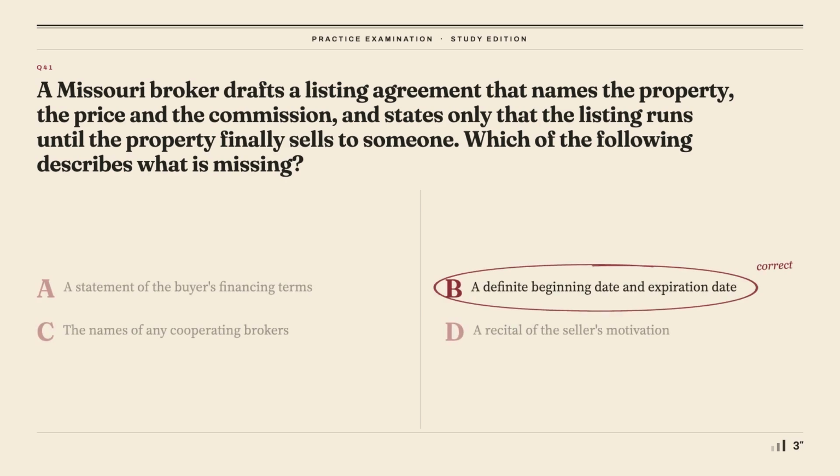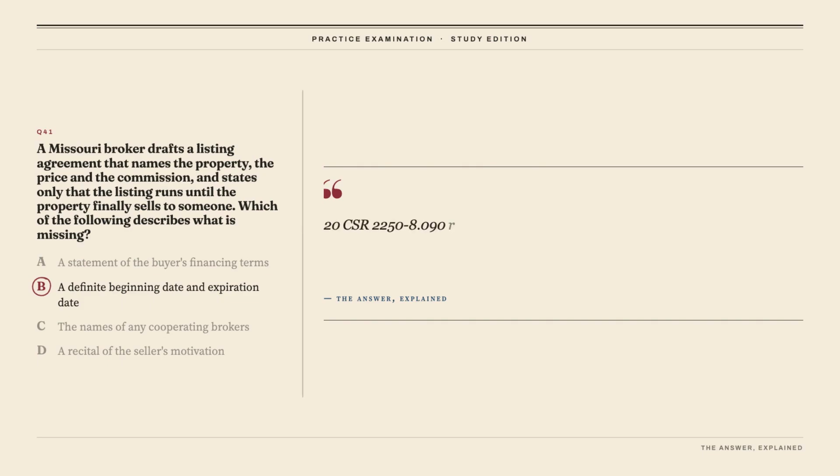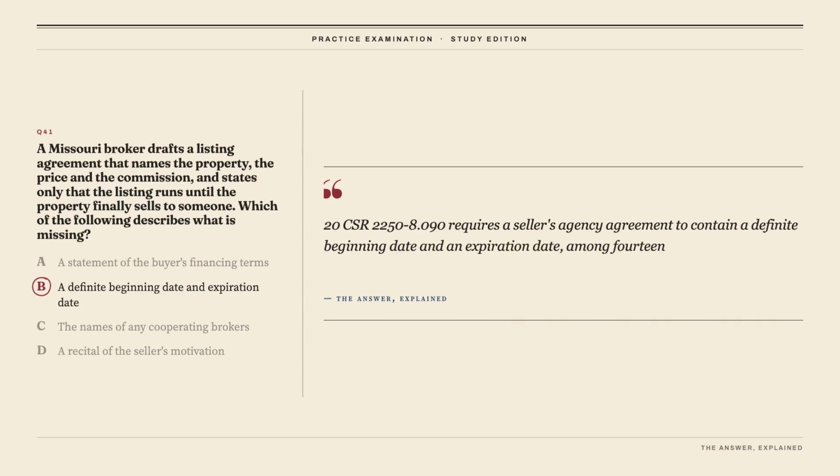The correct answer is B. A definite beginning date and expiration date. B is correct because 20 CSR 2250 8.090 requires a seller's agency agreement to contain a definite beginning date and an expiration date among 14 enumerated items. An open-ended term fails that requirement.